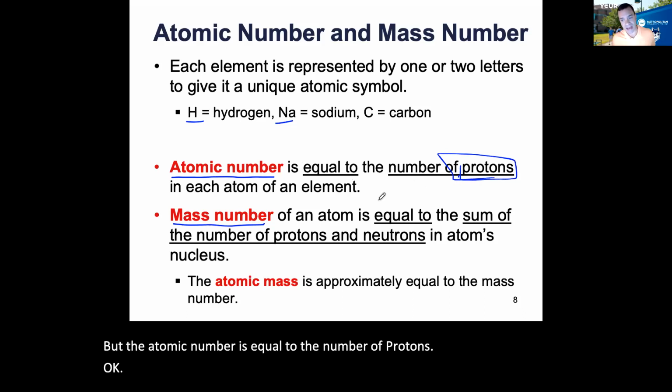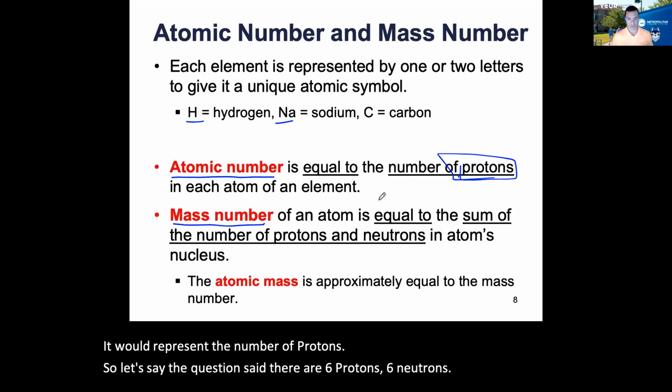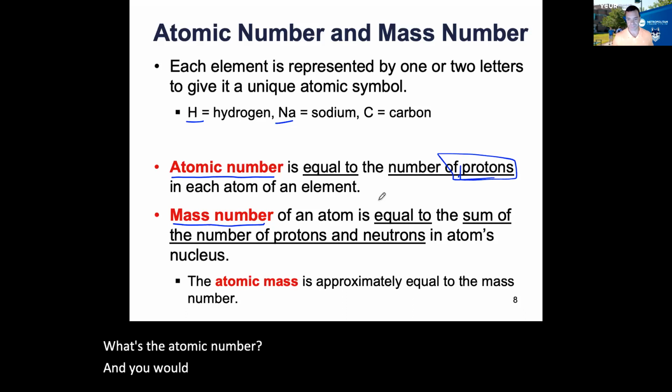So if you were asked on an exam what the atomic number is representing, it would represent the number of protons, okay? So let's say the question said there are 6 protons, 6 neutrons. What's the atomic number? And you would say 6, okay? Because it's the number of protons.